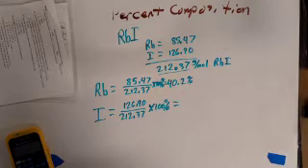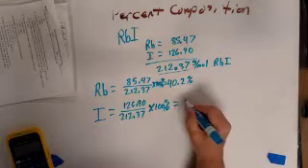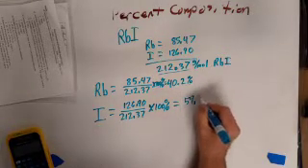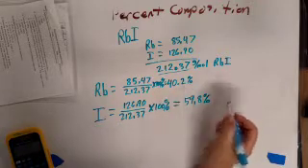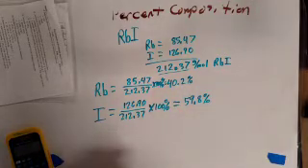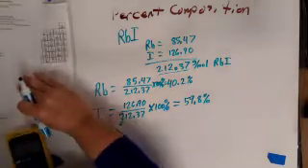So 126.90 divided by 212.37. So that gives us 59.8%. Okay, so there you go. That's how you do percent composition of a compound.